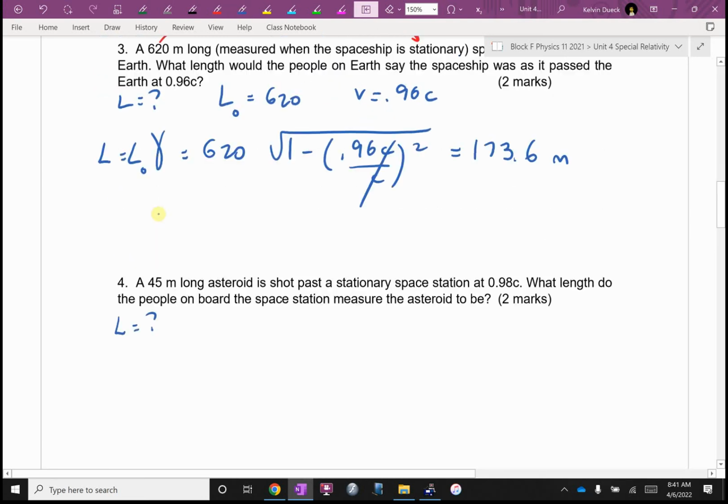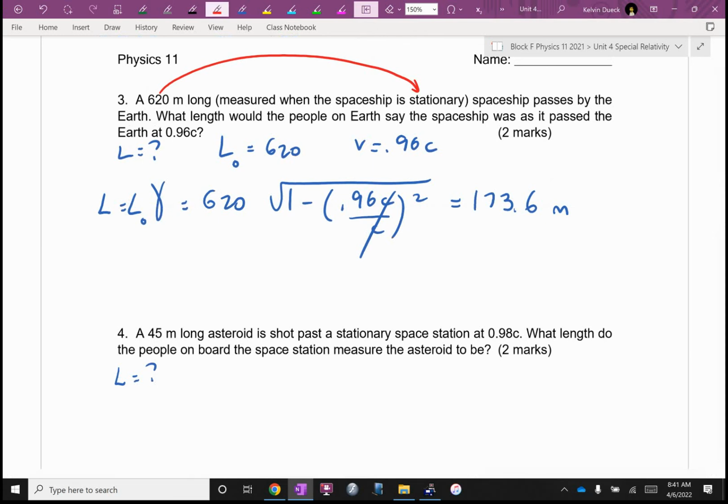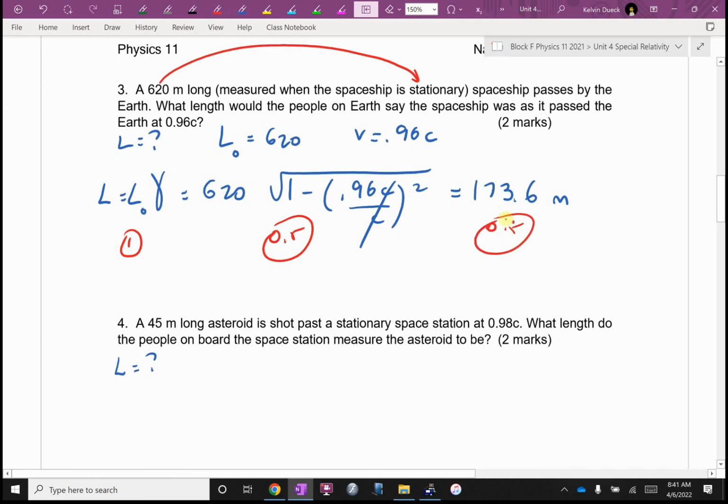Oh, by the way, on the previous question, I would give you 1 mark for the equation, half mark for the numbers, half mark for the answer if you got it wrong.